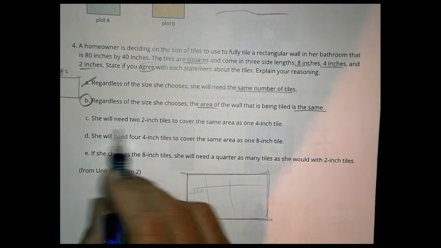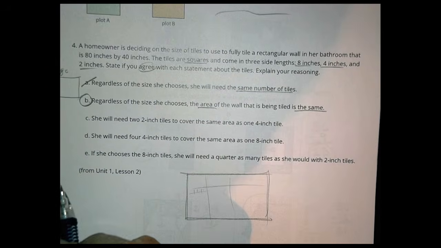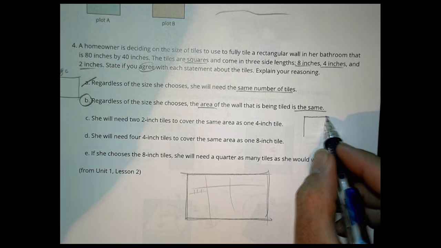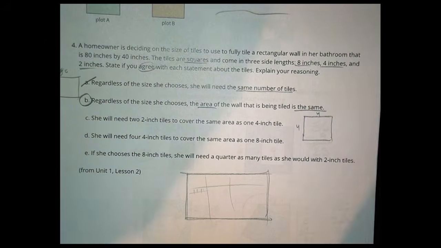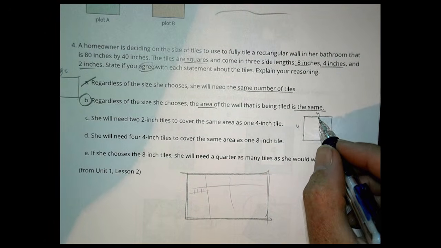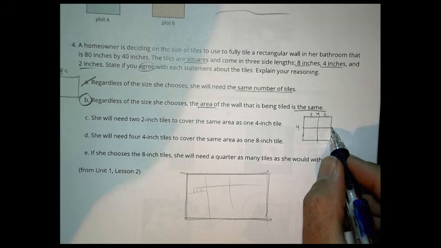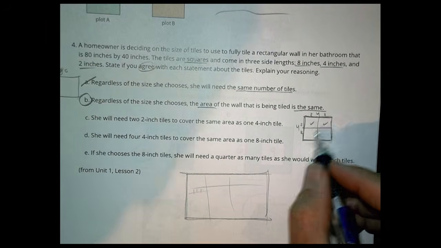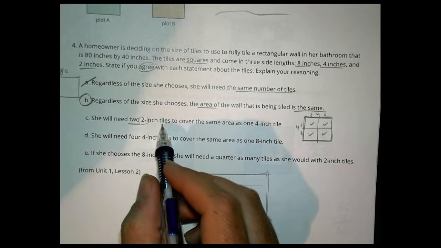She will need 2 2-inch tiles to cover the same area as 1 4-inch tile. Alright, let's think this one through a little bit. Draw a picture. So let's say, here is a 4-inch tile. I'll make that 4. So it's 4, 4. Just drawing a sketch out. So if it's 4, that means if I cut it in half, that makes a 2 and a 2. If I cut this in half, that's a 2 and a 2. So how many 2-inch tiles are inside of 1 4-inch tile? 1, 2, 3, 4. So this says she'll need 2 2-inches to cover 1 4-inch.